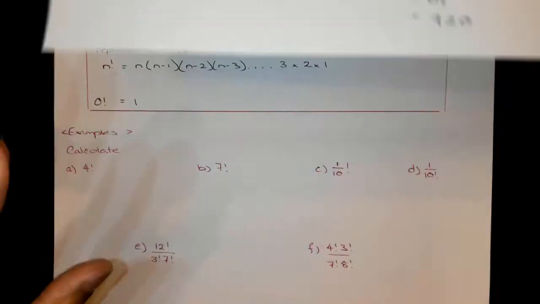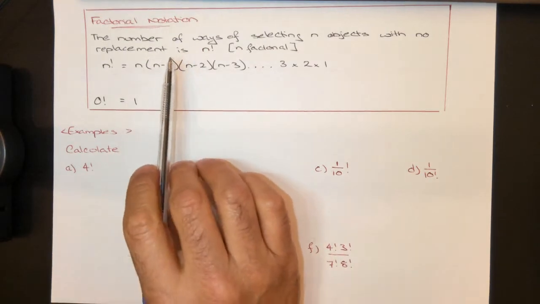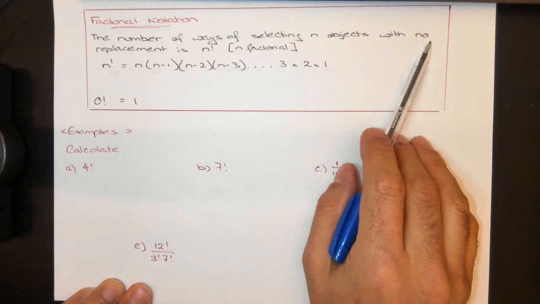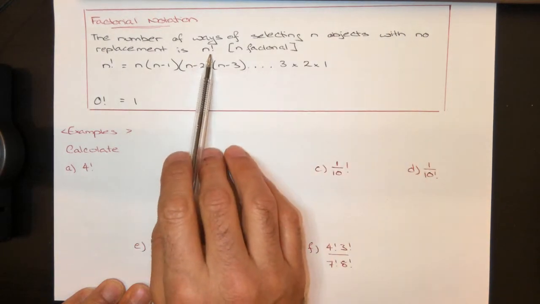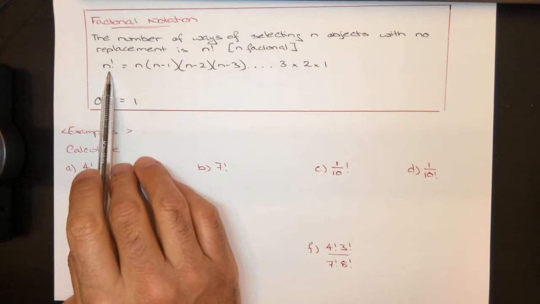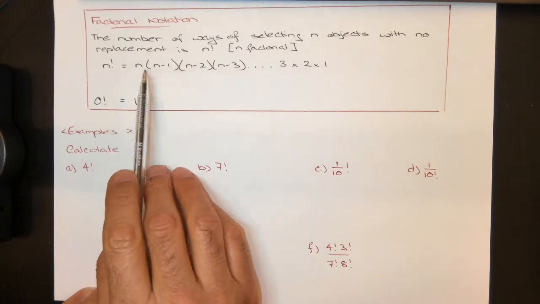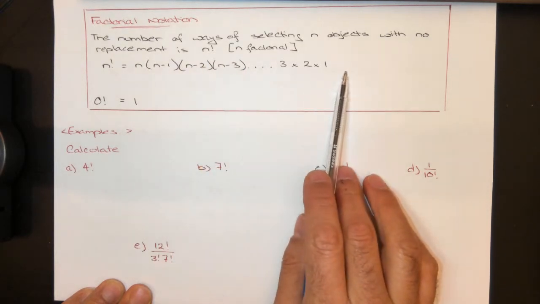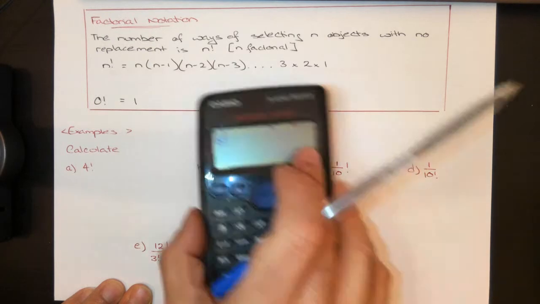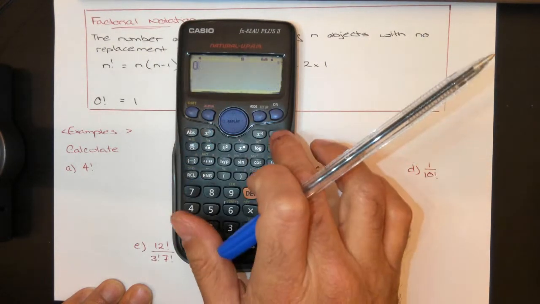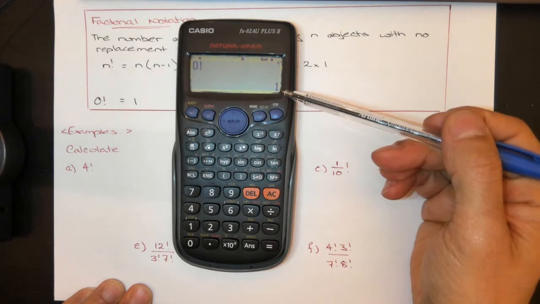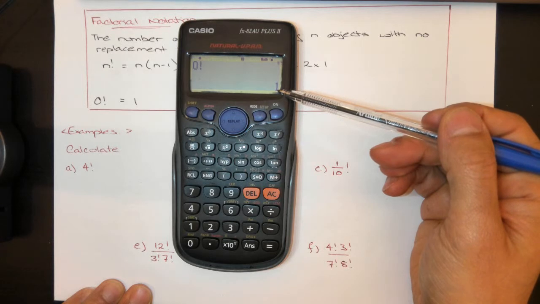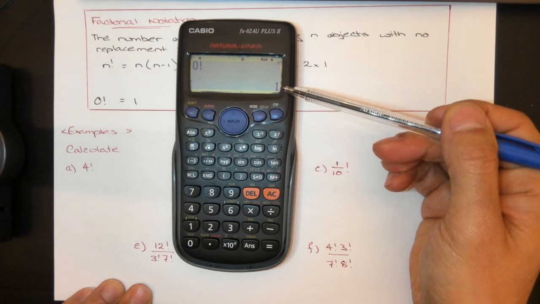Okay, so the factorial notation. This is the number of ways of selecting n objects with no replacement, and that will become n factorial. So n factorial is we start with the number n, then n minus 1, n minus 2, n minus 3 until we get to 3, 2, 1. If I have 0 factorial, if you plug that into your calculator, you would get 1. Okay, and that's a mathematical situation. If I have no items, there's only one way to arrange no items.